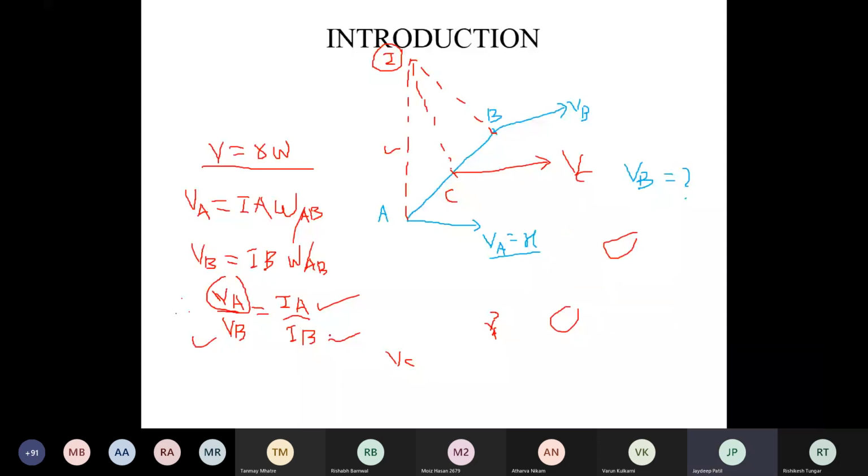Correct? How will we find the velocity here? Velocity A upon velocity C is equal to what formula? IA upon IC. Correct. In this way, you can easily find out the velocity of any point on the link. If you know the center of rotation I of that particular link, you can easily find out the velocity, and that ICR or the center I you have to find out graphically.